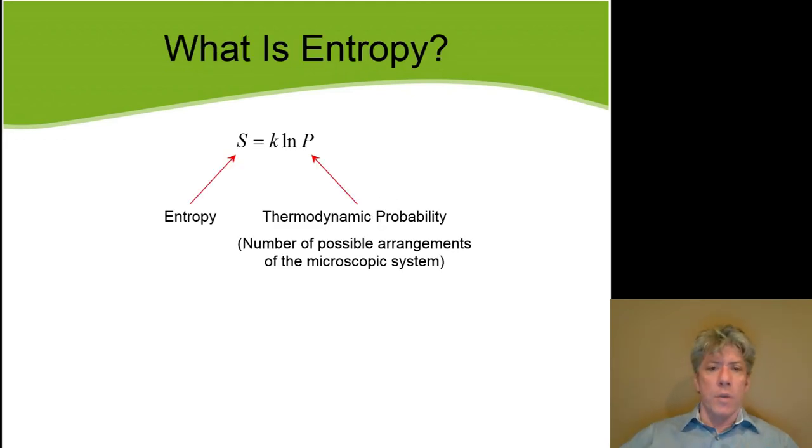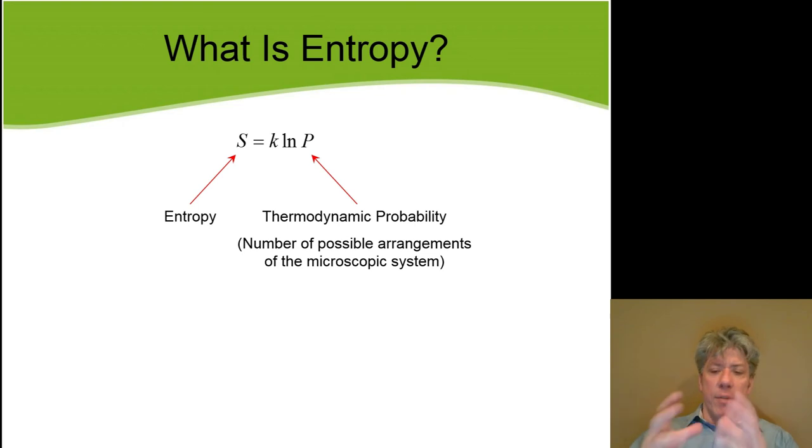So what is entropy? Well, we can define absolute entropy by this equation where K is the Boltzmann constant and P is the thermodynamic probability. Well, what is that? It's basically the number of possible arrangements of the microscopic system. What does that mean? Really, for our sake, we're more interested in the entropy of energy, not disorganized items. You can think of it in terms of where things are in space, and that's a good intuitive explanation, but we're interested in the entropy of energy. And so what we're really interested in is the number of ways that energy in a system can be distributed.